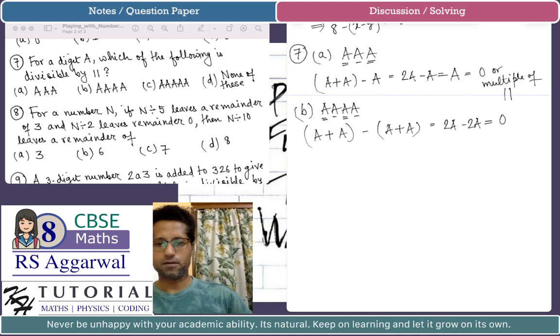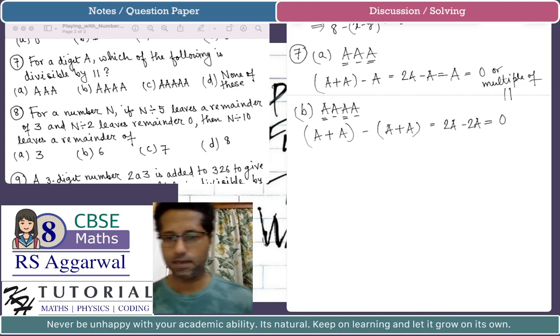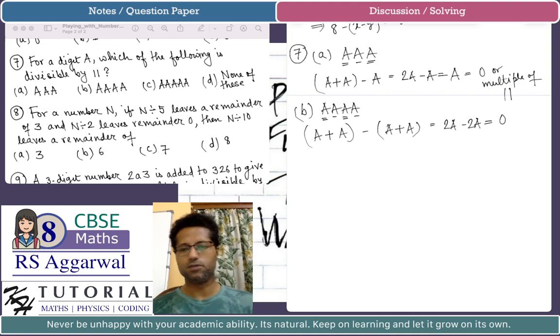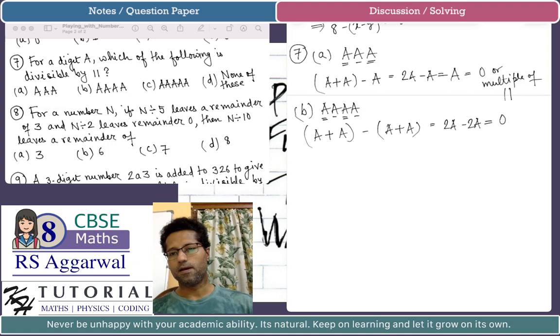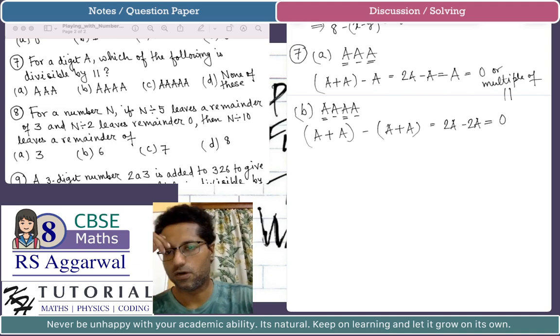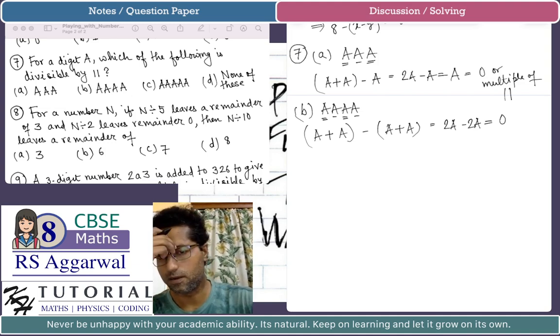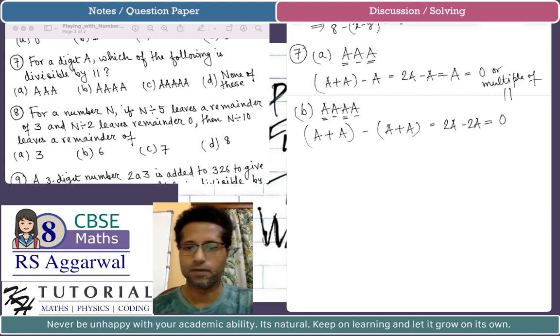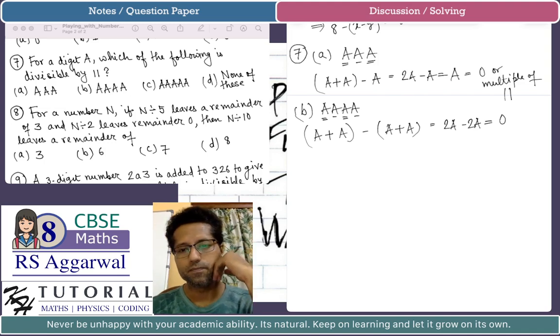So it will not matter for the number AAAA, the 4-digit number where all the digits are A, it will always be divisible by 11 irrespective of whatever the digit A is. As we can see, the difference of the sum of its digits at odd places and the sum of its digits at even places is coming out to be 0, which is independent of A.